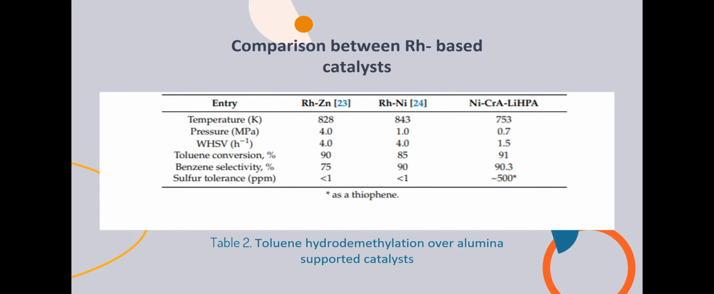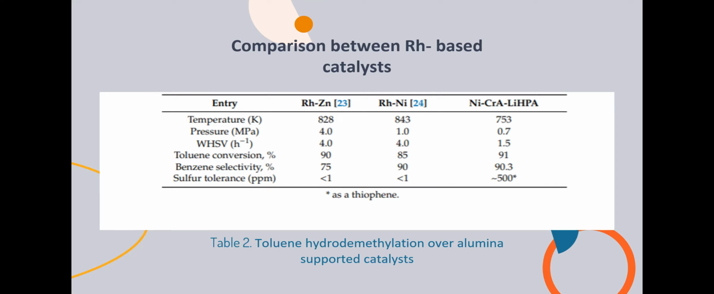Another commonly used catalyst is the RH-based catalyst, also known as rhodium-based catalyst. Table 2 below shows a comparison between the RH-based catalyst and the newly developed catalyst. It can be observed that the toluene conversion and benzene selectivity of all 3 catalysts are very similar. However, the acid modification on the nickel has a better sulfur tolerance.